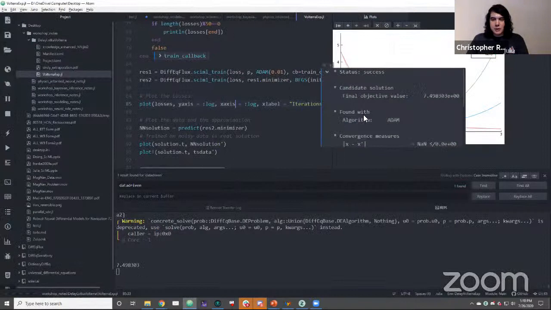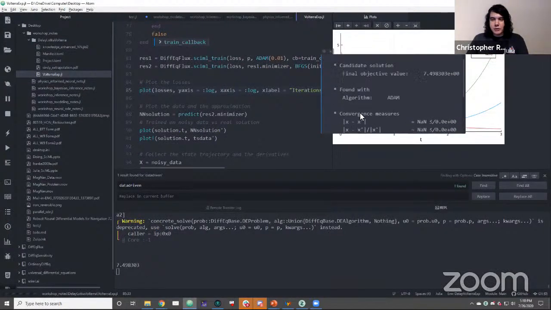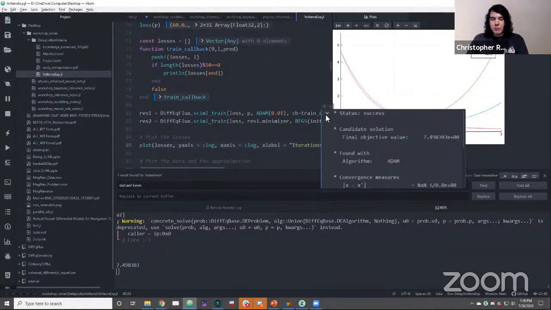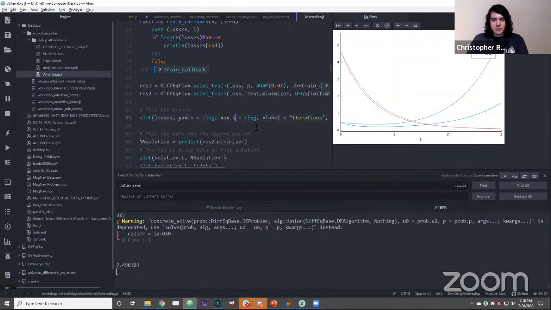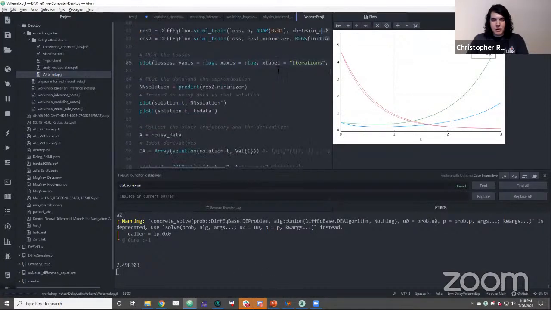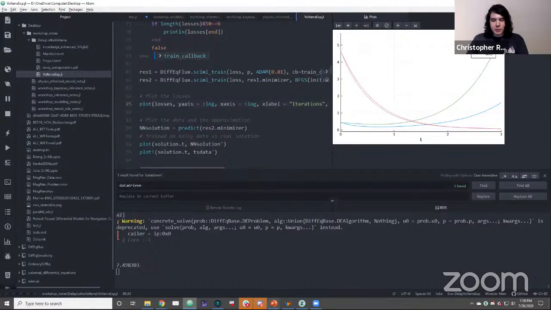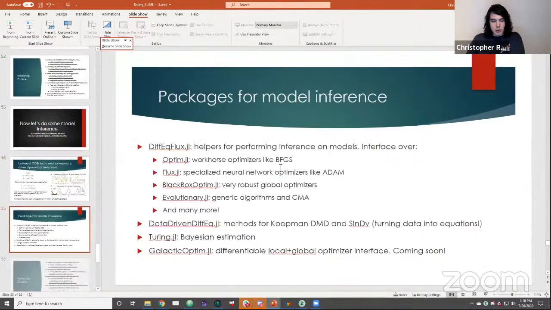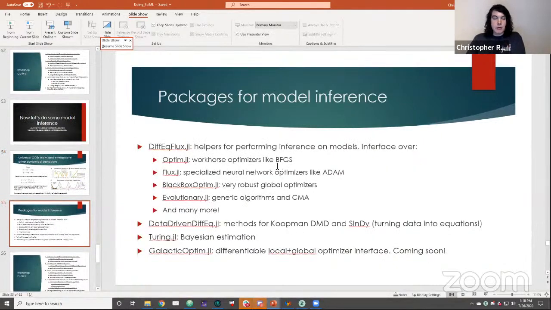So here we got a successful run with Adam in 47 seconds, where it gets us from a loss value of 60 to 7, and then we're going to complete that with BFGS. It should take about a minute if I recall correctly. So while that runs, let me just go over this a little bit.